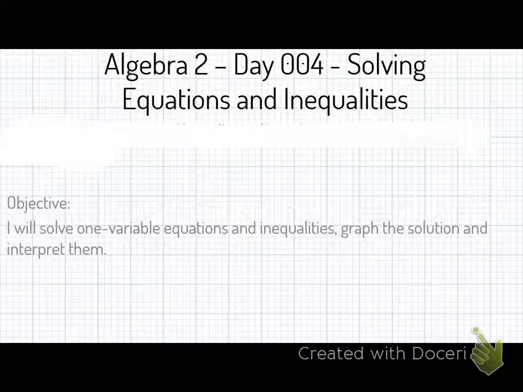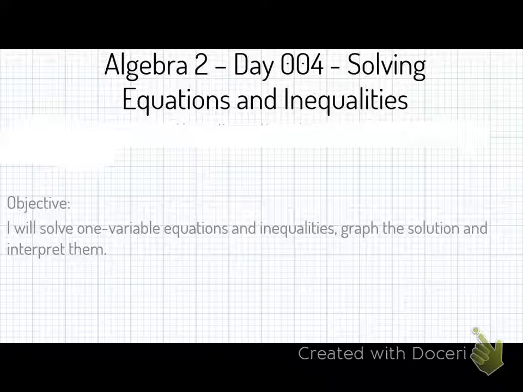Okay, so this is our first lesson, day 4, of course, of our class. We're going to be talking about solving equations and inequalities. And here's our objective. I definitely want you to know what you're supposed to learn today, so I'd like you to say this out loud together. Ready? And begin. I will solve one variable equations and inequalities, graph the solutions, and interpret them.